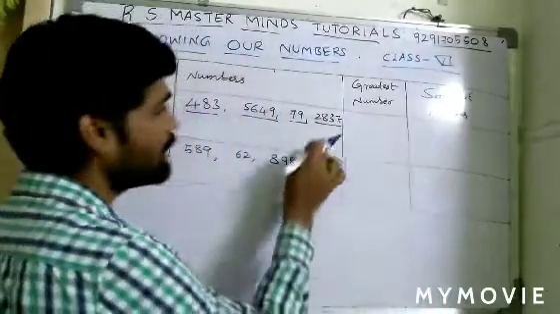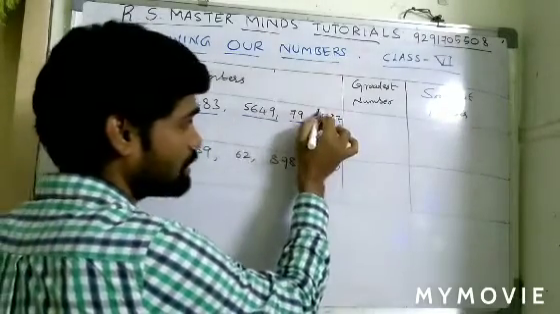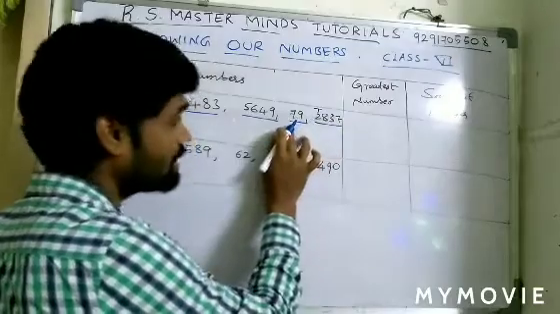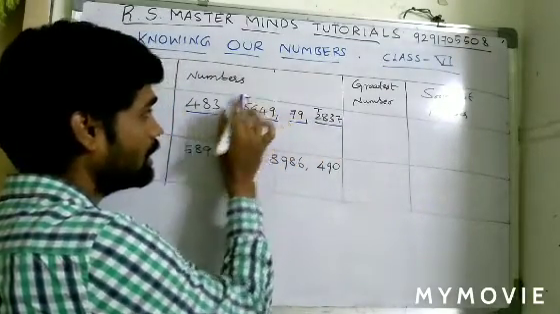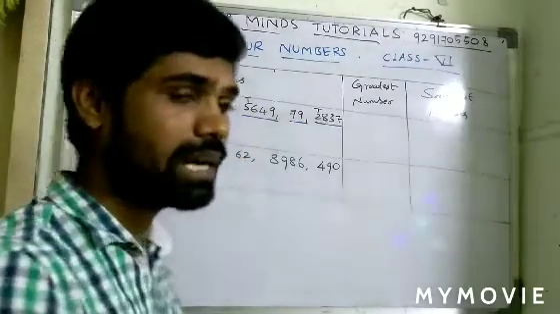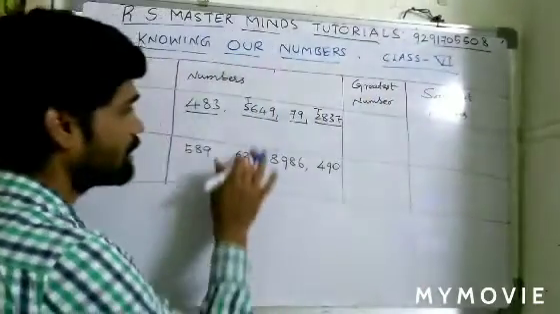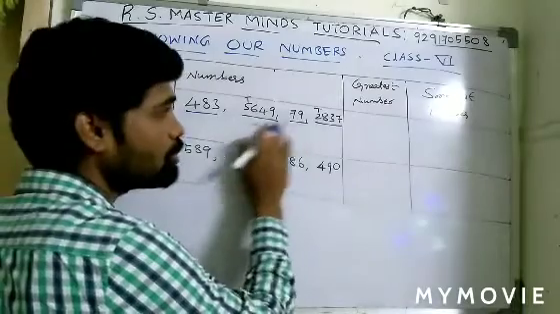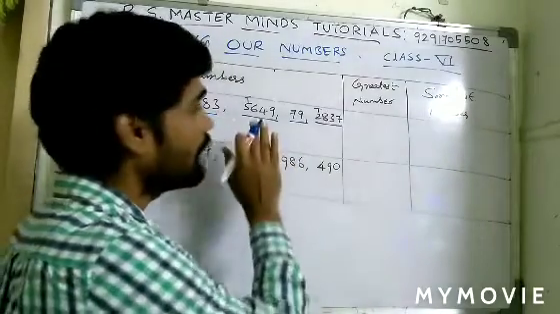Once we have the greatest number, let us go to the smallest number. What is the smallest number? Here we have hundreds, here thousands, here tens, ones and tens. Tens means this is the smaller number, 79. I hope you understand. 79 is the smallest number. So here you can easily find the greatest number and the smallest number.